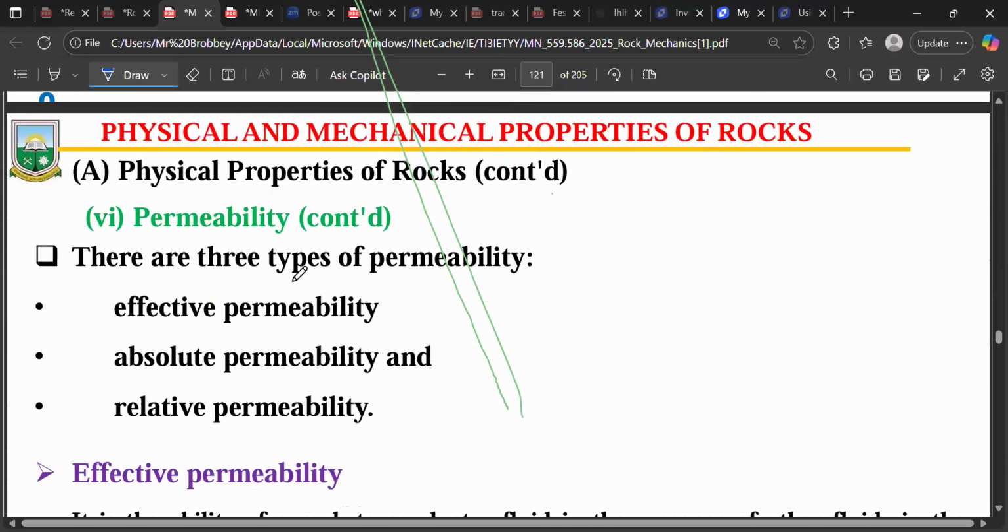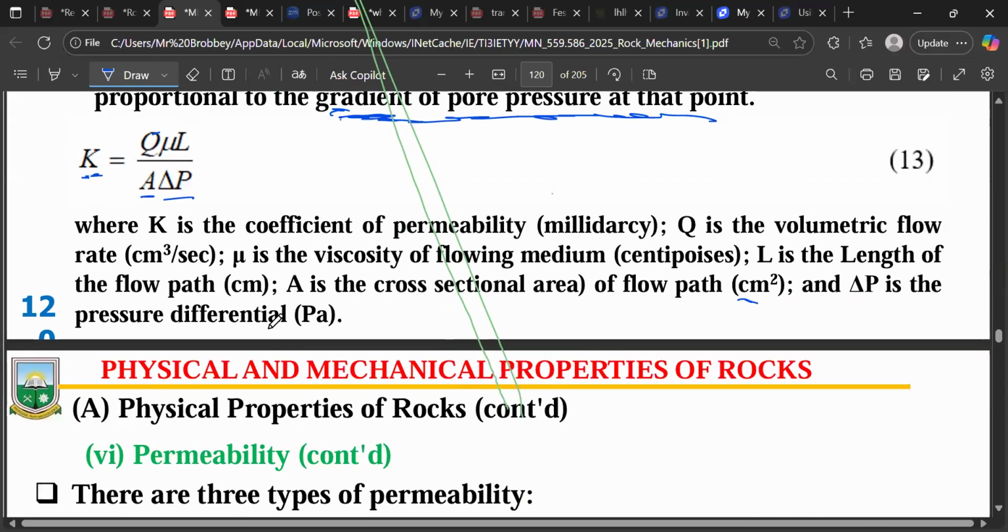Okay, so there are three types of, yes, Wisdom. So I want to ask, assuming K is negative, what does it mean? Wisdom, I can't hear you. I want to ask, assuming K is negative.